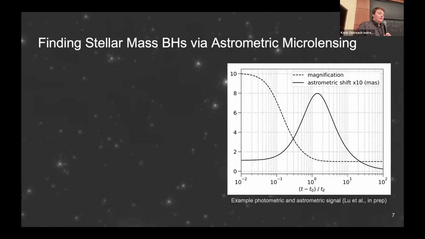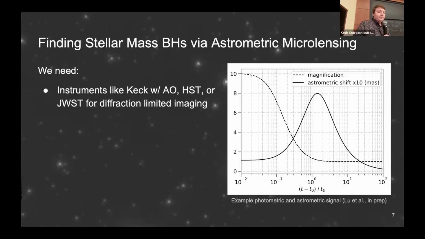look at all of the photometric microlensing events that come out of these ground-based photometric surveys that don't have super high spatial resolution, but they produce a couple thousand alerts a year of ongoing microlensing events. And then we can go through those, select the most interesting ones to follow up with astrometry. So we need to use instruments like Keck with adaptive optics, HST, or JWST for diffraction limited imaging, because we're trying to detect astrometric shifts that are on the order of a milliarcsecond if we're lucky, sometimes even smaller.